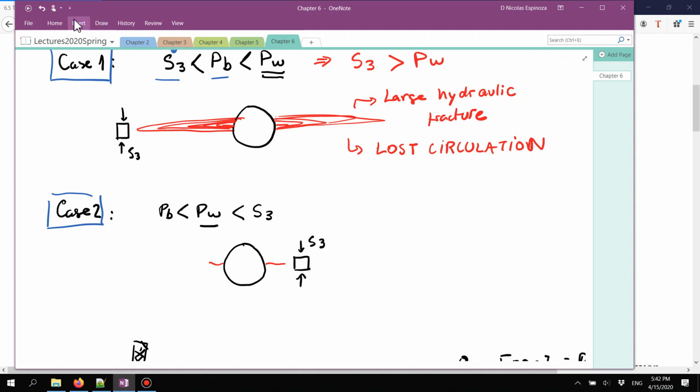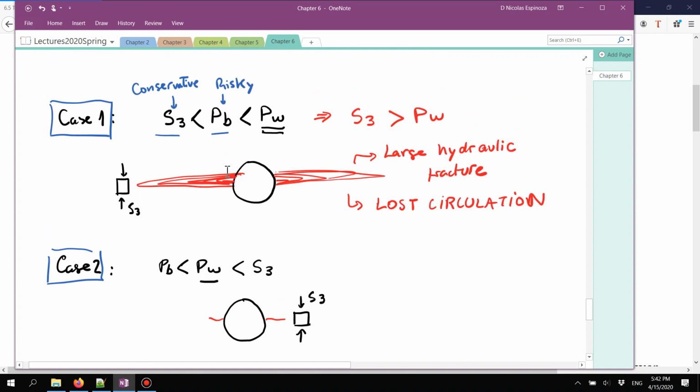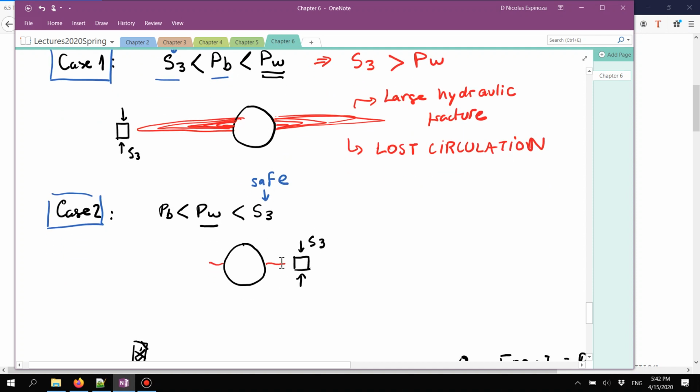So in this case, your upper bound for the mud window is going to be the minimum principal stress, and this is still going to be safe. So always your safe and conservative solution is going to be the minimum principal stress. Remember that in case number one, you could go a little bit higher. Of course, in case number 2, if the pressure in the wellbore is higher than S3, you also have the risk of going into an event of lost circulation.